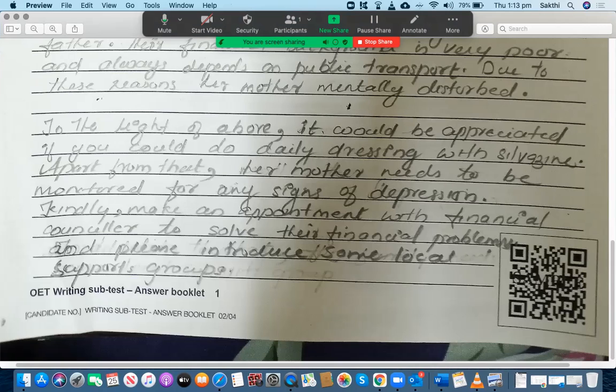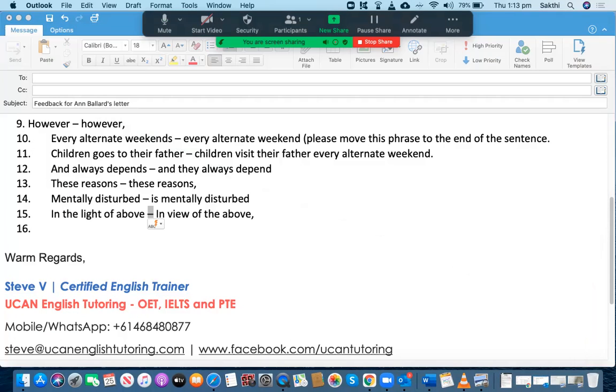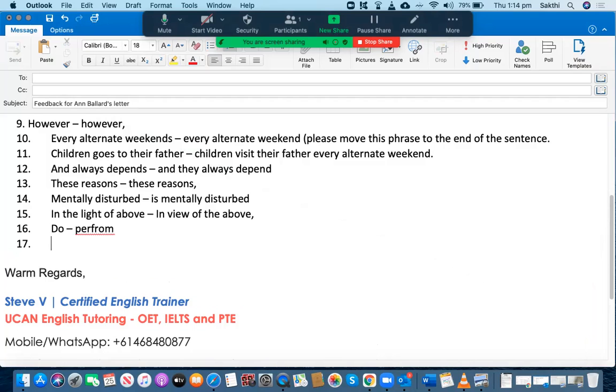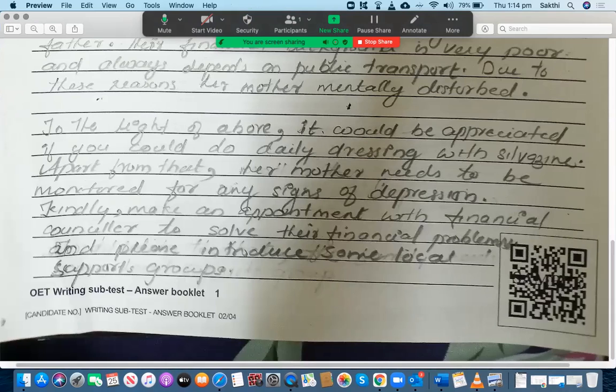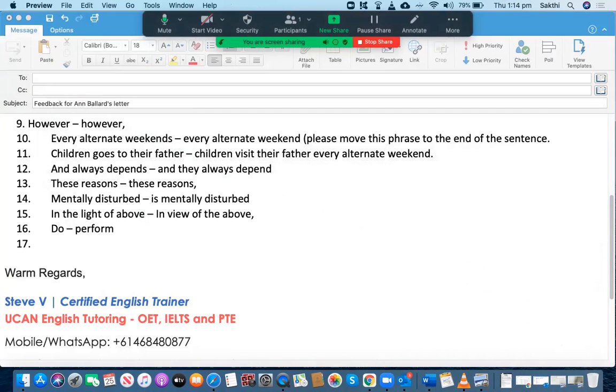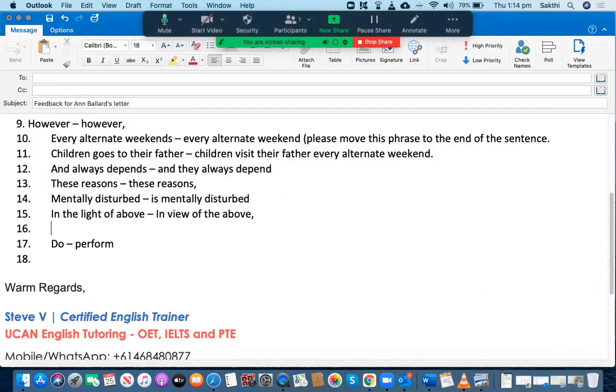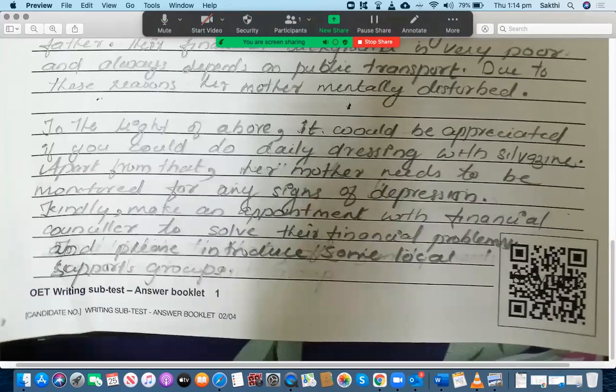It would be appreciated if you could do daily dressing. Instead of writing do, it's better to use perform. If you could perform daily dressing with the syllabus in, it would be appreciated. Instead of using it would be appreciated, it's better to say it would be greatly appreciated. Okay. All right. Let's go to the next one.